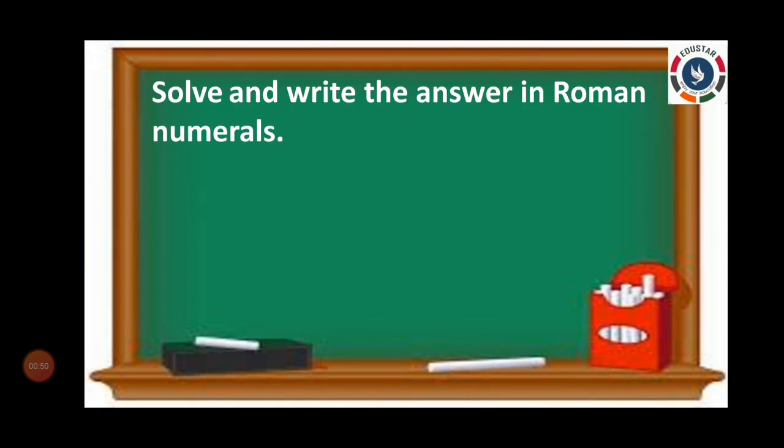Then solve and write the answer in Roman numerals. Here 30 plus 45 is given. You add the two values, then write the answer in Roman numerals. So 30 plus 45, how much? 75. So 70 plus 5. What is the value for 70? LXX. Okay, then what is the value for 5? V. So you can write it like that. LXXV. Directly you can write the answer. If you know the values thoroughly, you can give the answer directly.